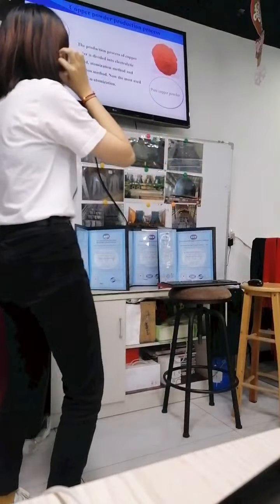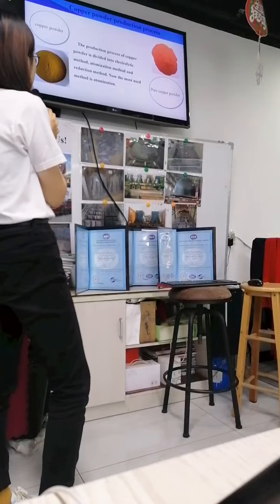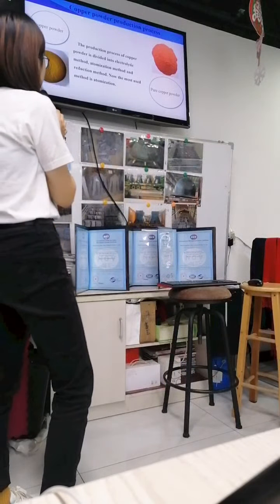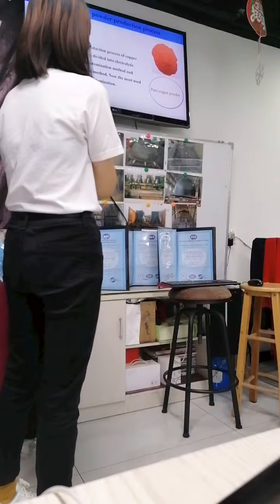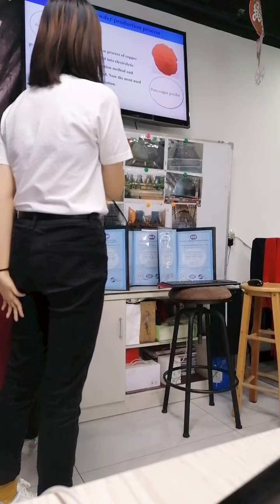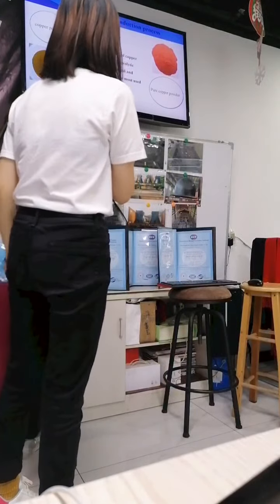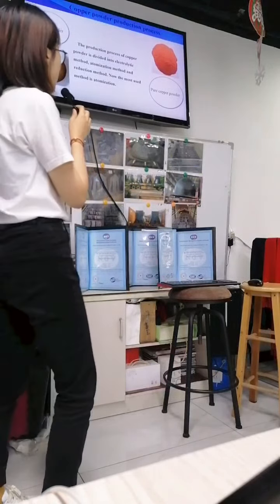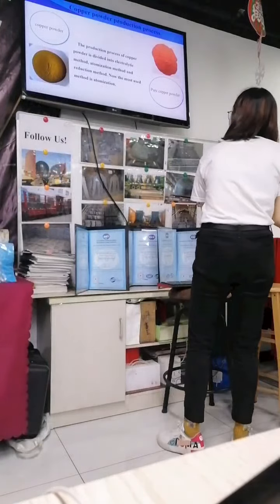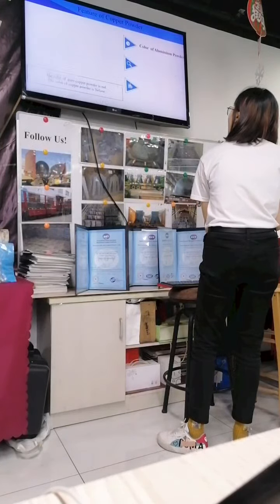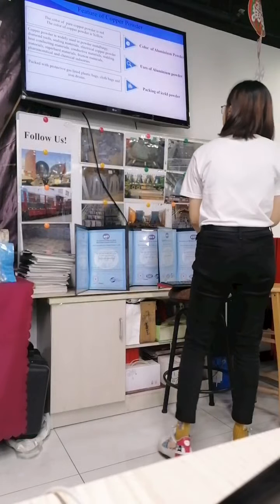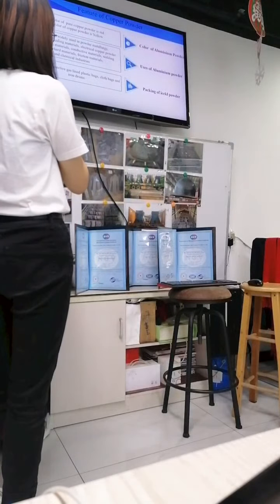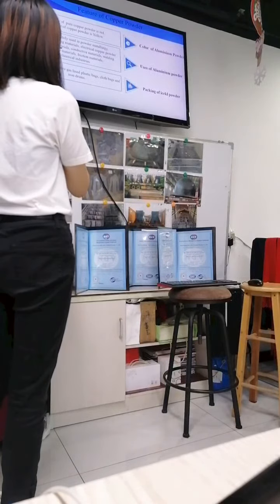You can see the production process of copper powder is divided into the electrolytic method and the reduction method. Now the most used method is atomization. You can see its color is different. It's about yellow and red. The color of pure copper powder is red.